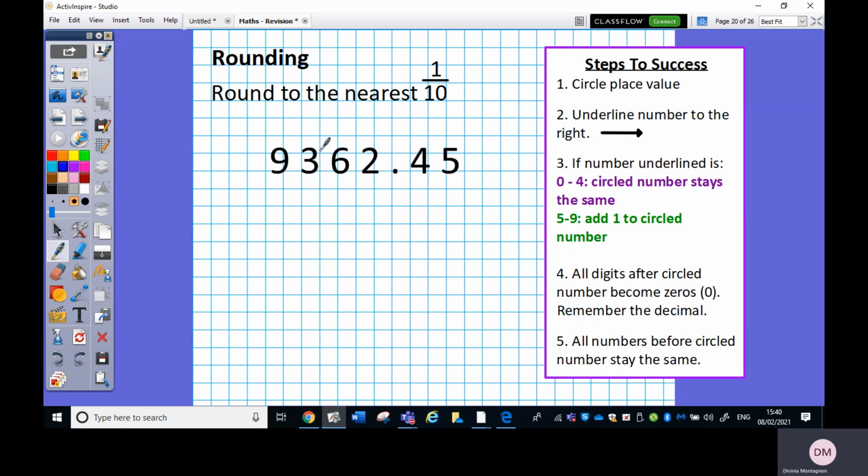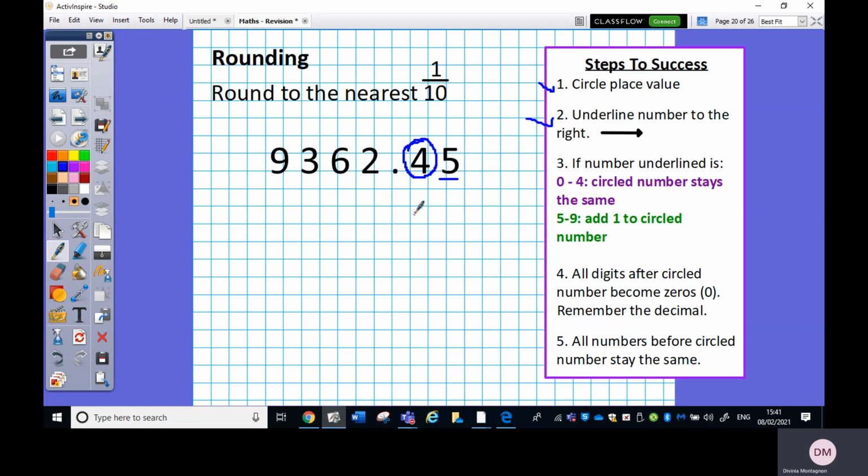Okay. Round to the nearest 10th. Which digit is the 10th? Yes, well done. 4 is the 10th. So now I'm going to circle the place value. Good. Okay, the next one, tell me which number I need to underline. Excellent. Now, if my number is underlined, what do I need to do? Good. So my underlined number is 5, so I need to add 1 to the circled number.